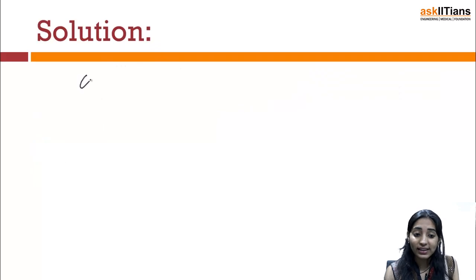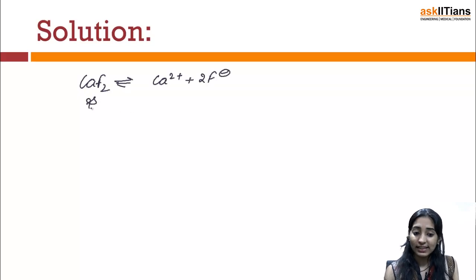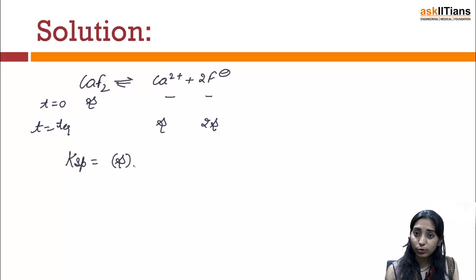So I can very easily write CaF2 will exist in equilibrium as Ca2 positive plus 2 times F minus. Let's say the solubility is S at T equal to 0, so this is 0 and this is 0. Now at T equal to T equilibrium, I can say this will be S and this will be 2S. So I can write the solubility product KSP as the concentration of calcium 2 positive multiplied by 2S raised to the power 2. So this will be S into 4S square.